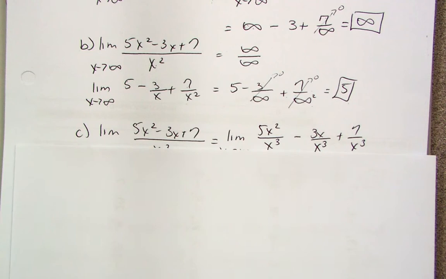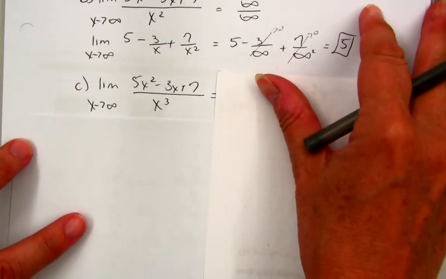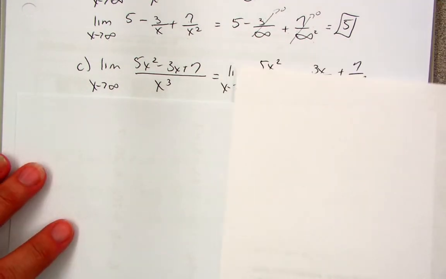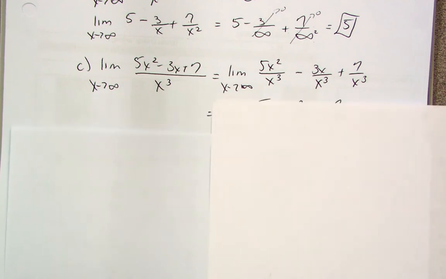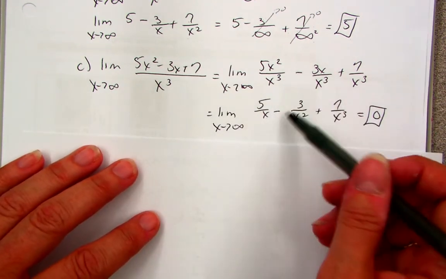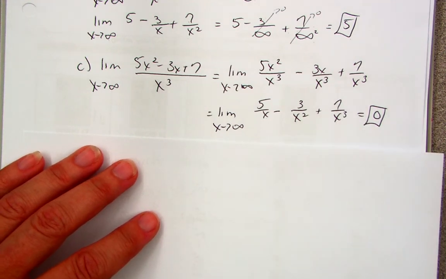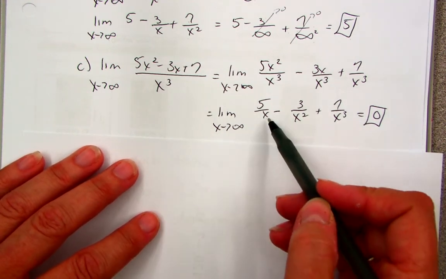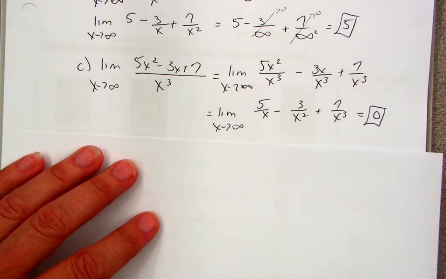Part C was for me to take the same numerator and put it over x cubed, and let's see what happens there. Again, I'm going to give each one its own denominator, which I can do. Then I'm going to simplify: 5 over x minus 3 over x squared plus 7 over x cubed. I'm going to go ahead and take the limit, put infinity in here, and here, and here. They all go to 0, so the limit is 0.